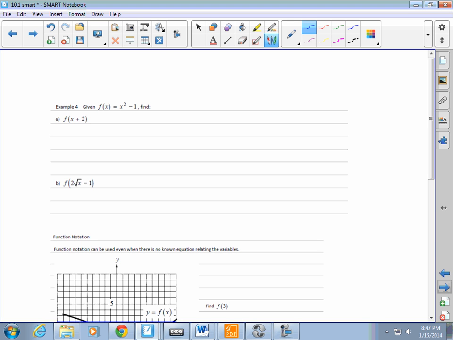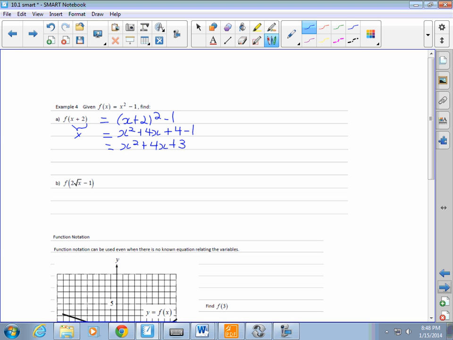Now this one, instead of a value, they're substituting in a binomial. So if you're given the function x squared minus 1, find the function of x plus 2. All that is saying is, wherever there's an x, I'm going to substitute in x plus 2. So this becomes (x plus 2) squared minus 1. So (x plus 2) squared using my shortcut is x squared, x times 2 gives me a 4x, square my last term, so that's a 4, minus 1. So this is equal to x squared plus 4x plus 3.